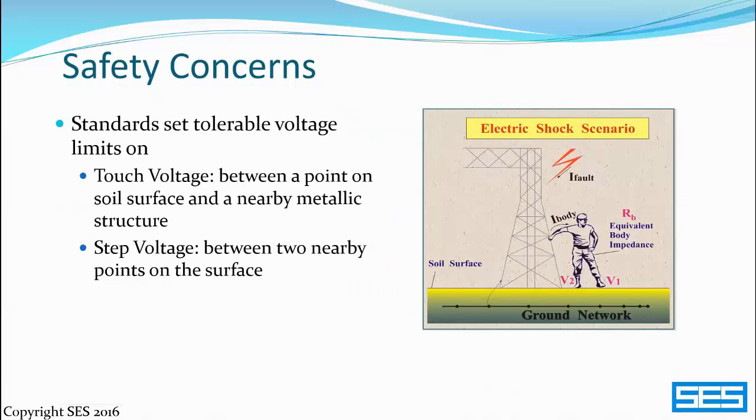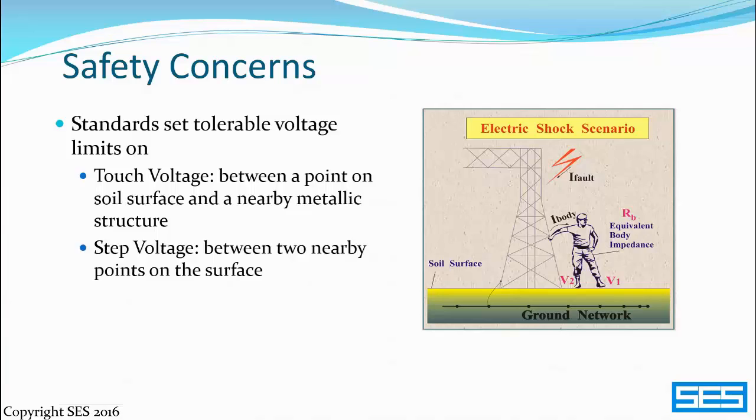I mentioned at the beginning that the goal of proper grounding is to safely dissipate current. What we mean by safe is to reduce the touch and step voltages to some tolerable level. Standards like IEEE 80 will use a conservative equivalent body resistance and some physiological data on how much current the body can withstand for a given duration, and from that we'll determine what the tolerable voltages are.